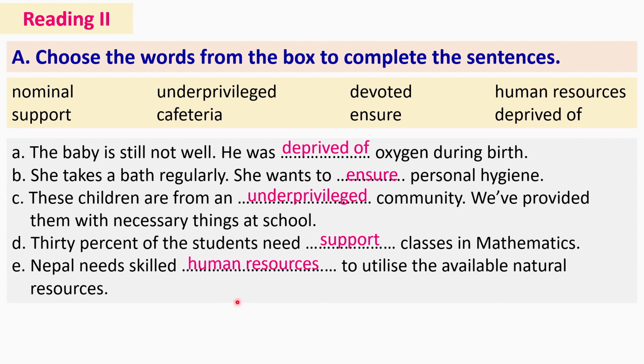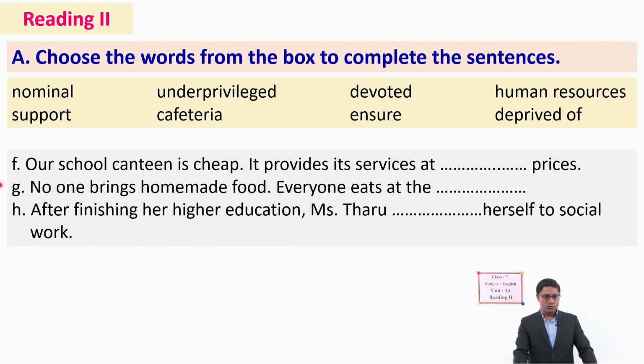Exactly, human resources. Nepal needs skilled human resources to utilize the available natural resources. Now, let us do F. Okay. What is there? Our school canteen is cheap. It provides its services at ... prices. Can you guess what goes in this blank space?